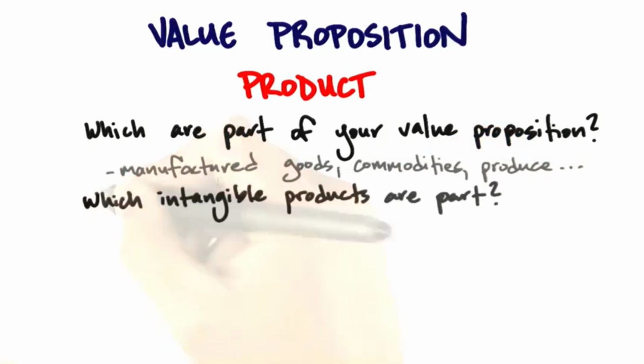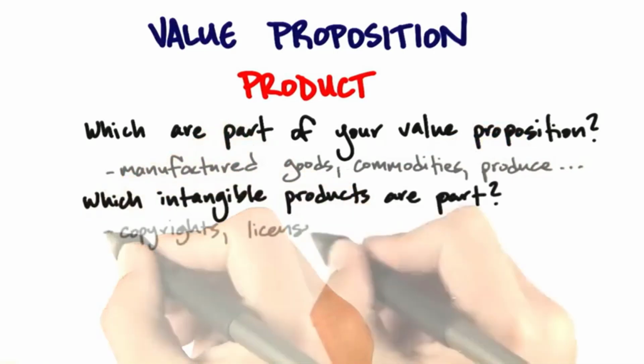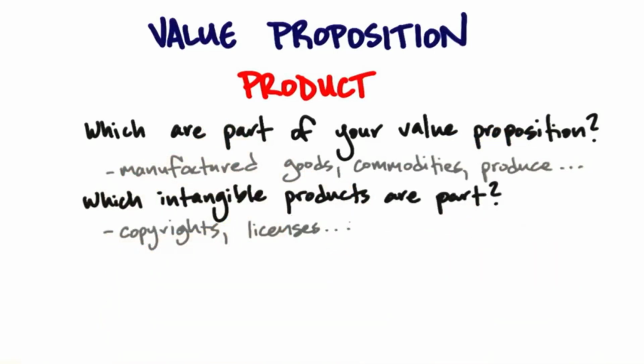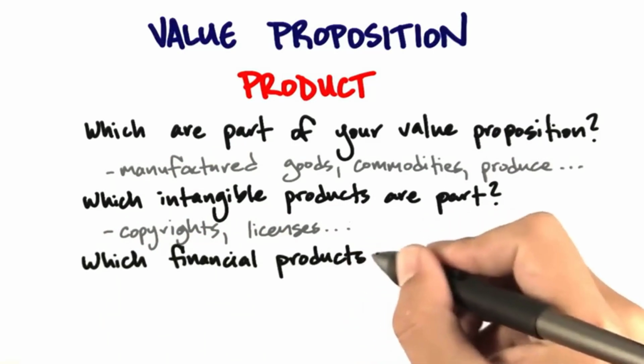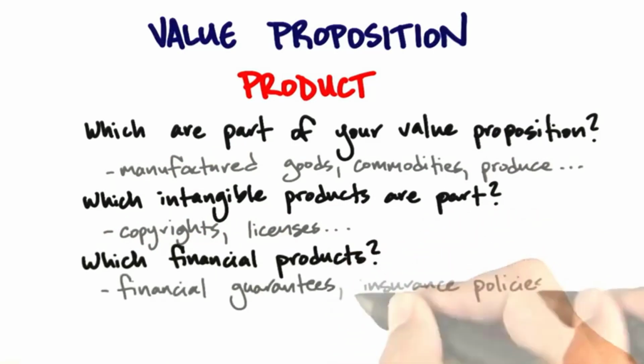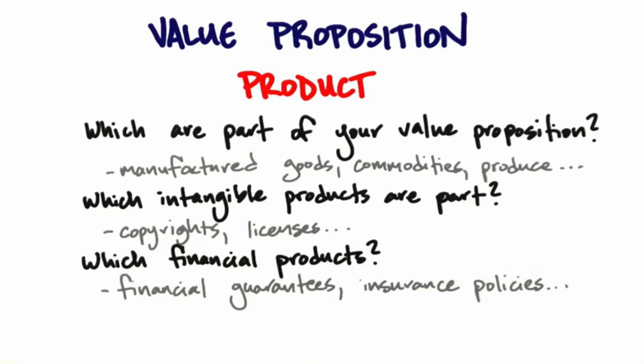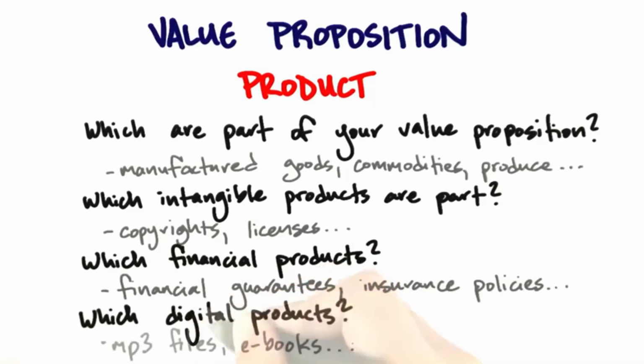Are you going to have intangible products, such as copyrights and licenses, that are part of your value proposition? Are you going to have any financial products, that is, guarantees or insurance policies or maintenance contracts? Or are you going to add some digital features as well? The only point here is to realize that your product and service is not just the bits or hardware, it's actually the whole product, the entire package that you're going to be delivering.